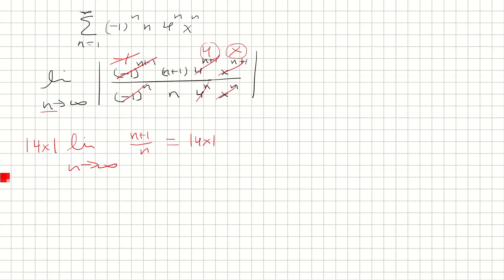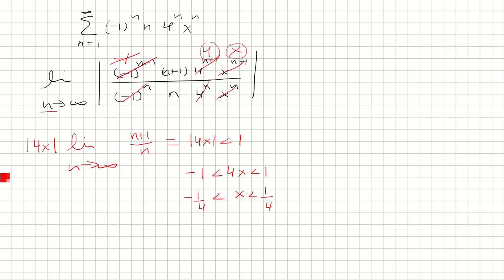We're going to set this less than 1, because by the ratio test, it converges if the limit is less than 1. And so 4x will have to be between negative 1 and 1. If we divide both sides by 4, x is between negative 1/4 and 1/4. Now the next step is to test the endpoints.